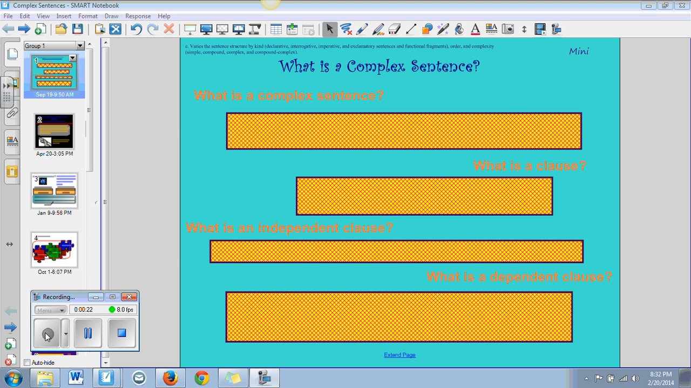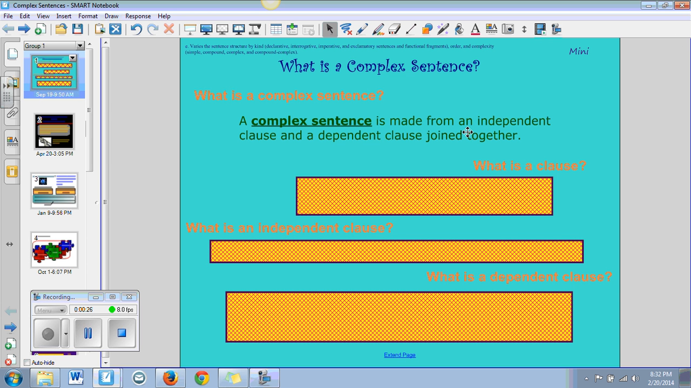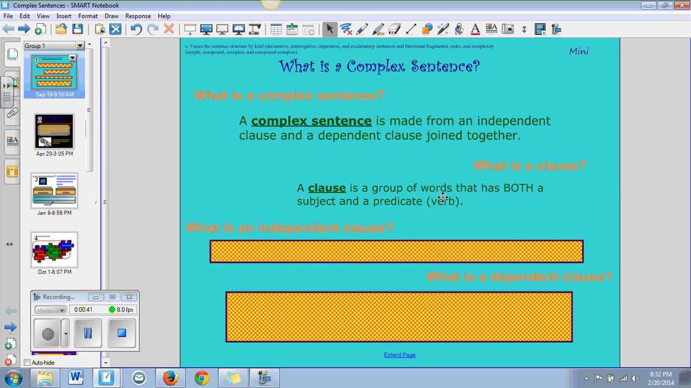So what is a complex sentence? Well, a complex sentence is an independent clause and a dependent clause that are joined together. So you may ask yourself, okay, well, wait a second. I know what an independent is and I know what a dependent is, but what's a clause? A clause is a group of words that has both a subject and a predicate. Please remember that a predicate is a fancy word for verb.